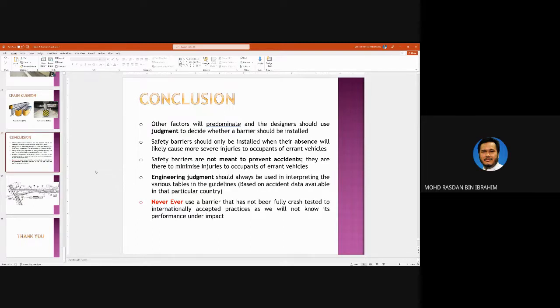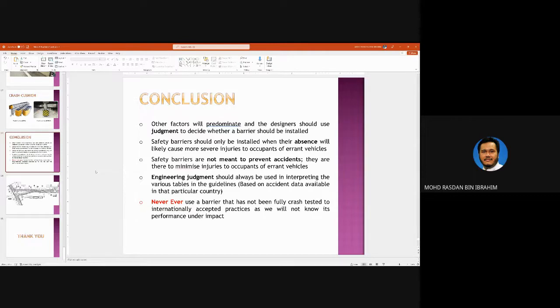Safety barriers are not meant to prevent accidents, but to minimize injuries. This is what I mentioned about my brother-in-law's incident. Minimize does not mean that you will survive unscathed. The injury is less, but he still lost his eye.